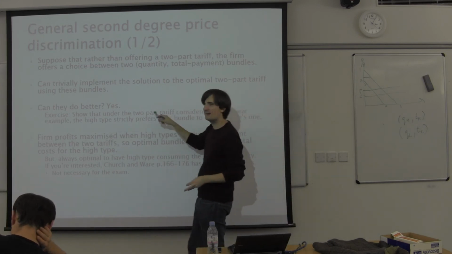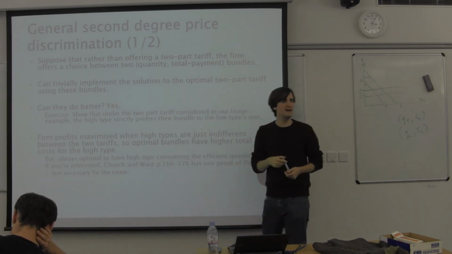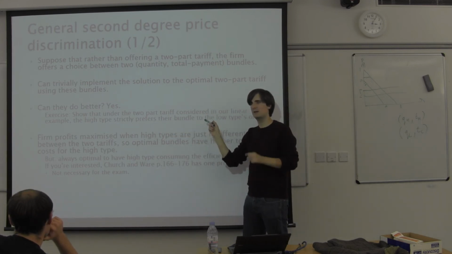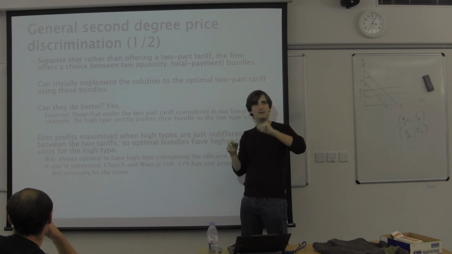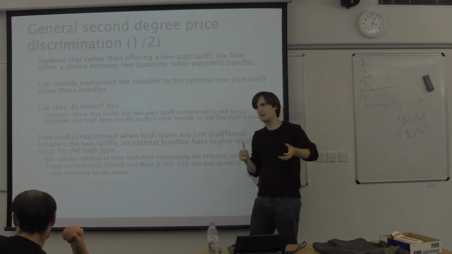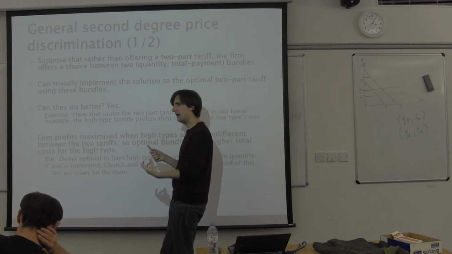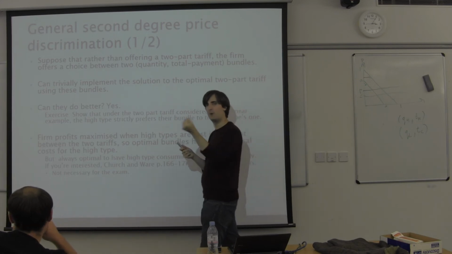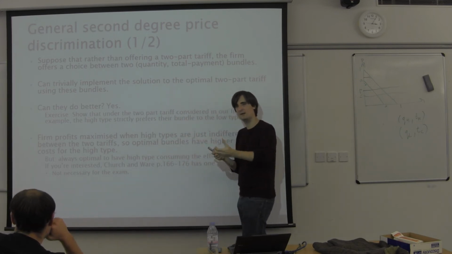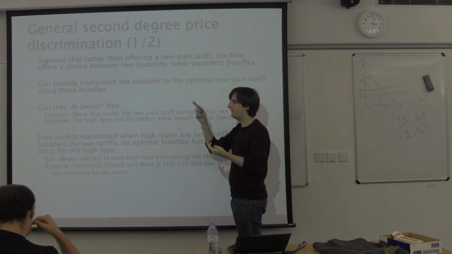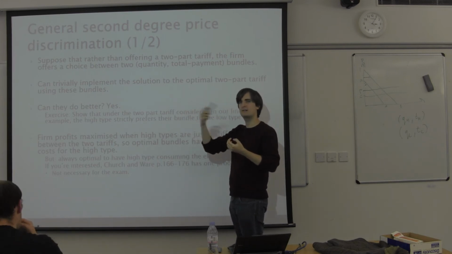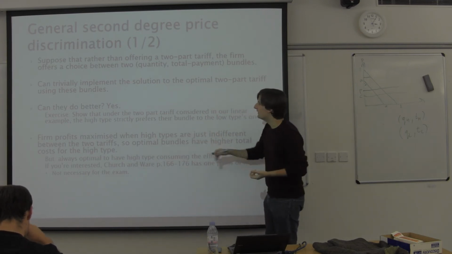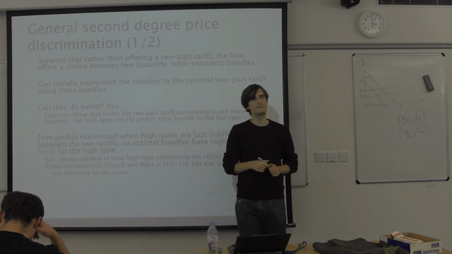So one way to see this is that in the example we just looked at, it turns out that the high value type strictly prefers their bundle to the bundle that the low value type consumes. If a high value type strictly prefers their bundle to the low value type's bundle, then you can charge the high value type a little bit more and they will still choose the same bundle. So we can charge the high value type more and more and more until they are just indifferent between their bundle and the low value consumer's bundle. So you can certainly increase profits in that way.